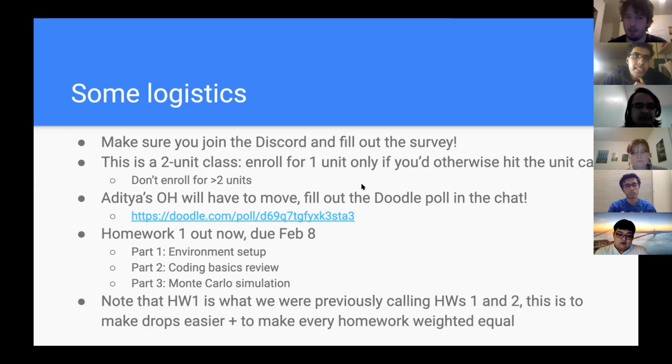Everyone should be on Gradescope, but let me know if you're not, because I'm doing this manually because I was too lazy to set up bCourses and now I'm paying the price. Let me know if you're not on Gradescope and I will add you manually.